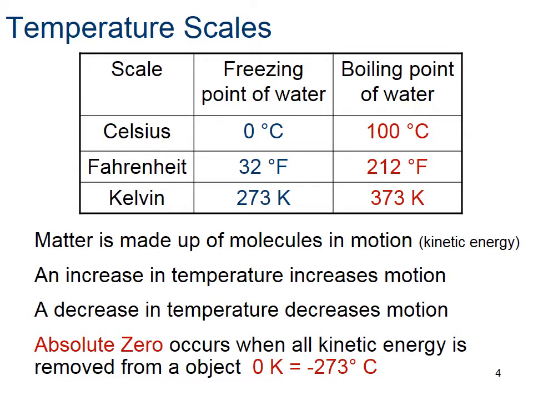Now, the interesting thing about absolute zero, what you see here, is that's when all kinetic energy is removed from an object. Theoretically, and it's debatable, we've never really taken anything to absolute zero. We've come very, very close. But that's when a lot of the math and a lot of our equations really kind of blow up. It's called the singularity. We've never really gotten there, but we've gotten close.